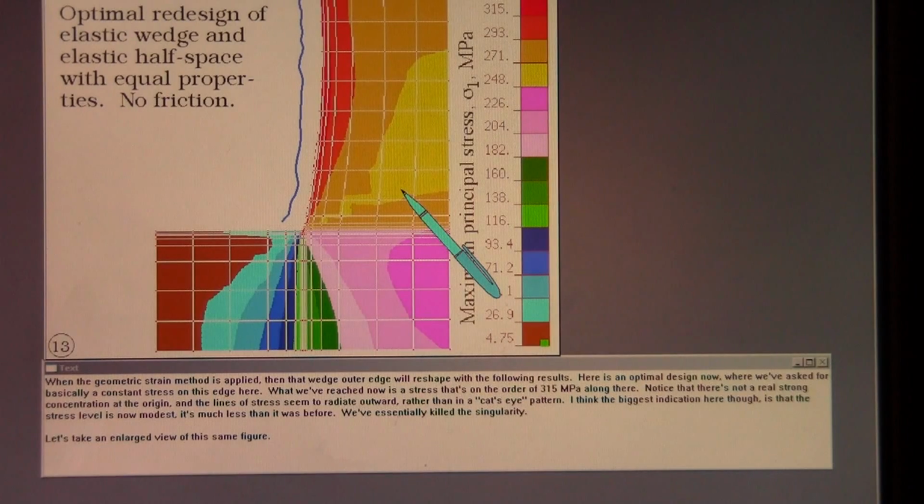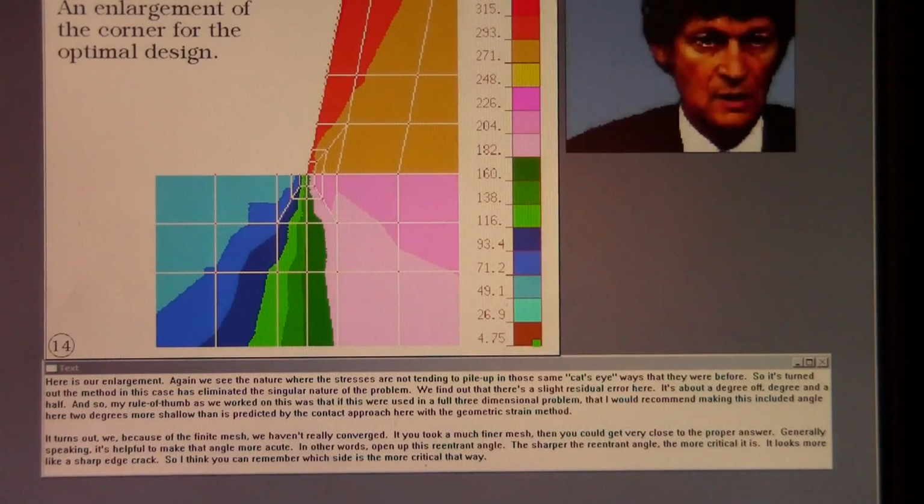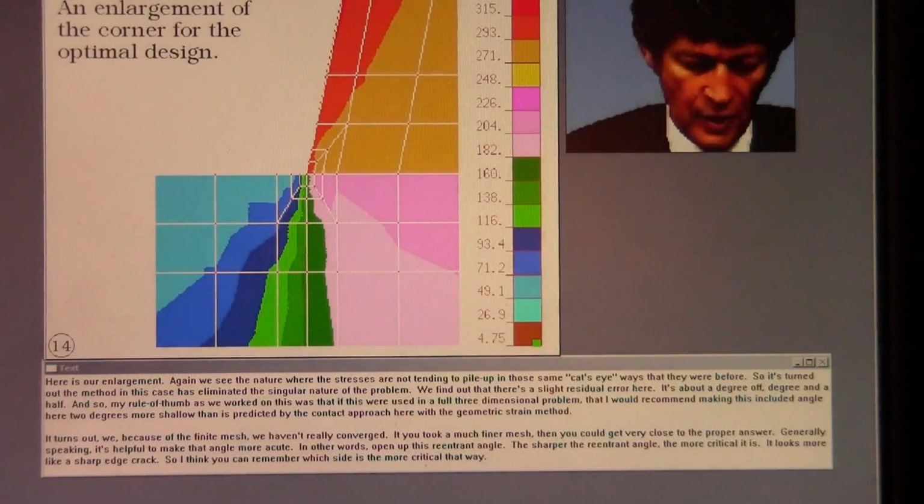rather than in a cat's eye pattern. I think the biggest indication here, though, is that the stress level is now modest. It's much less than it was before. We've essentially killed the singularity. Let's take an enlarged view of this same figure. And here's our enlargement.